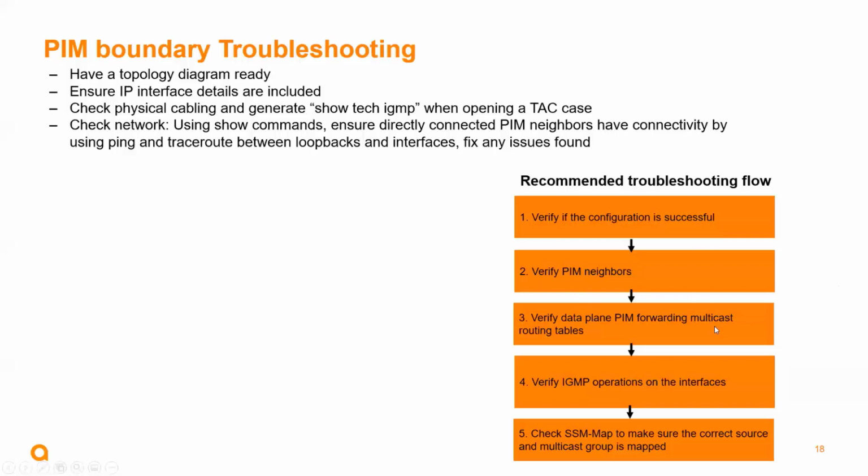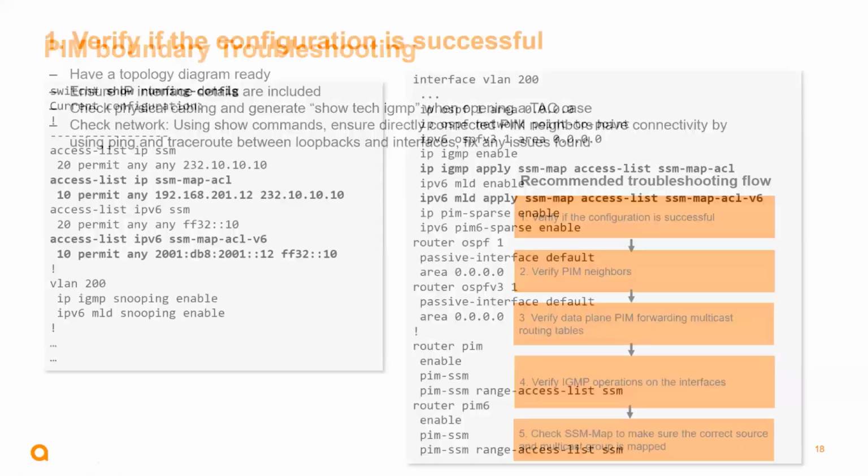Verify the PIM neighbors. You have valid neighbor relation with neighboring routers. Verify data path PIM forwarding multicast routing table. Verify IGMP operations on the interface. You want to make sure you have the right version of IGMP. You need to support IGMP version 3 on the router interfaces or the routing switches interfaces. Check the mapping of SSM-Map to make sure the right source and the groups are mapped, and also you're not using the keyword any or masks for source, which is not supported.